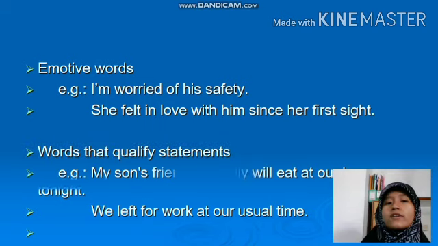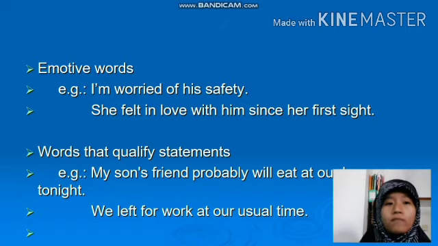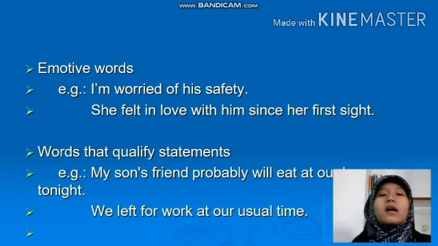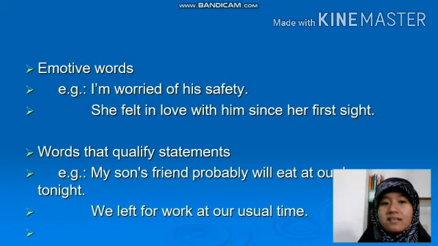And then emotive words. Well, actually, that's because analytical exposition mostly uses emotive words. And using, let me say in bahasa Indonesia, ini kalimat emotif ya. Jadi mengungkapkan perasaan kayak gitu. And then words that qualify statements. Jadi pernyataan itu ada qualify. Misalnya my son's friend probably. Nah, usually. Nah, itu qualify statement. Jadi karena ini pendapat, jadi lebih ke point of view-nya subjektif.